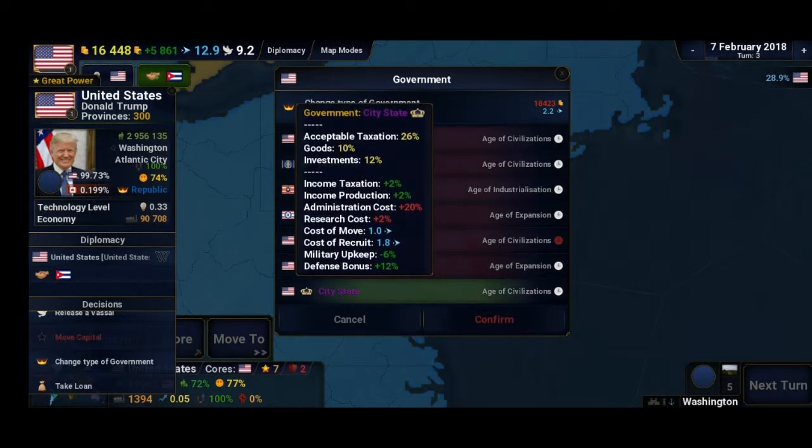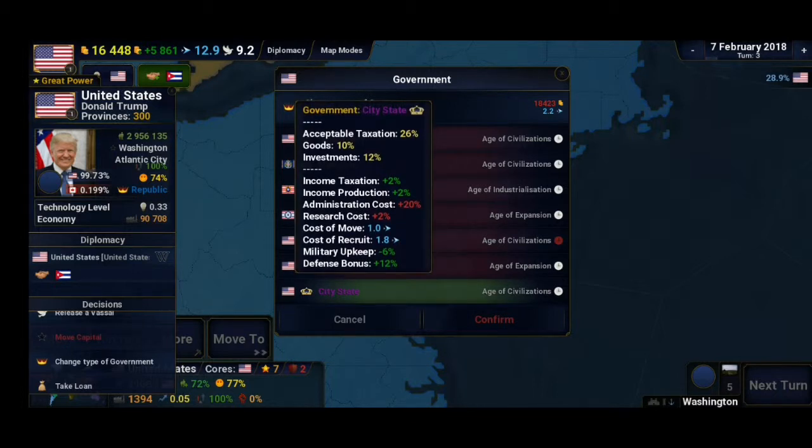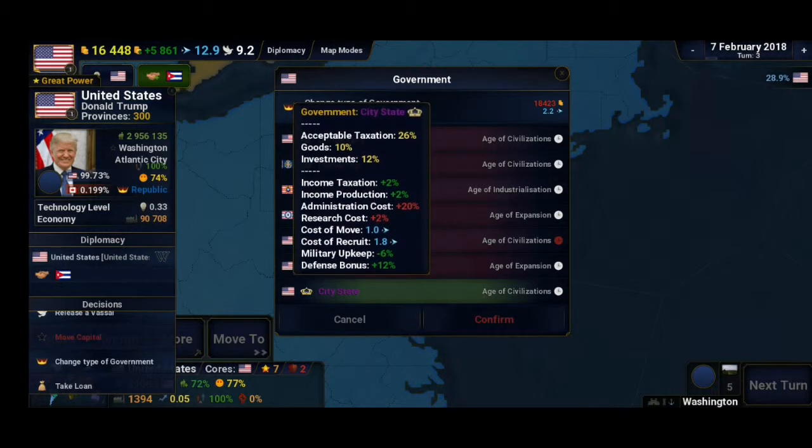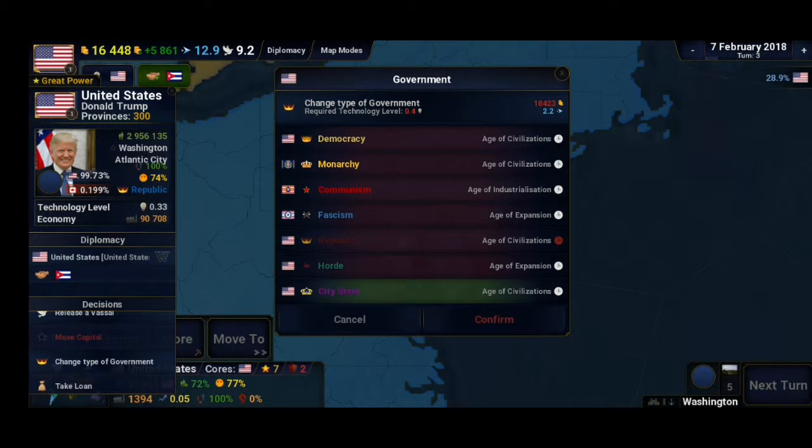City state, you get 26% taxation. Though income taxation, administration cost is horrible, research cost is horrible, and even movement cost is horrible in an aspect. Though you get really good defense since you're just one city state.